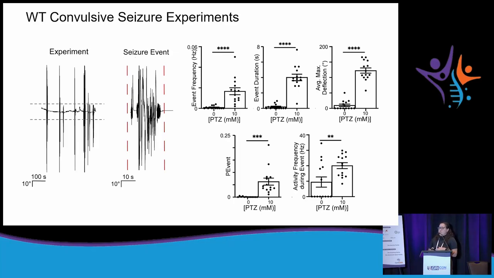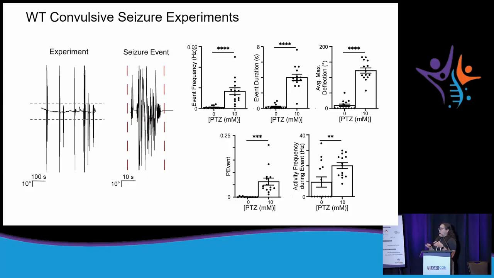So I began by running a series of experiments in fish treated with 0 millimolar PTZ or vehicle. I analyzed the average maximum deflection of their tail, and I used that value averaged across fish as my threshold. So that's what I'm showing here. I set these thresholds for my analysis, and I detect the activity outside of that threshold.